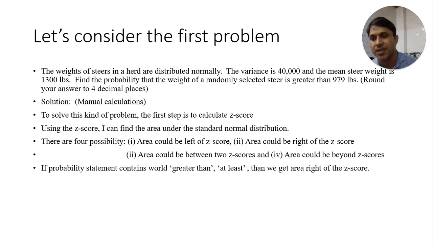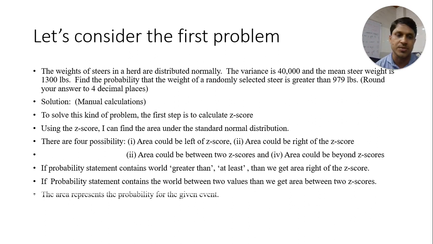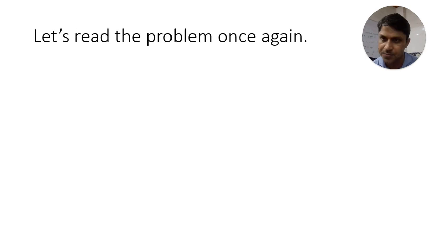There are four possibilities. If the probability statement contains the words greater than or at least, then we usually calculate the right area of the z-score, and if the statement contains between two values, then we get the area between two z-scores. The area represents the probability for the given event. Basically, we calculate the area under the normal distribution curve, which is the required probability.